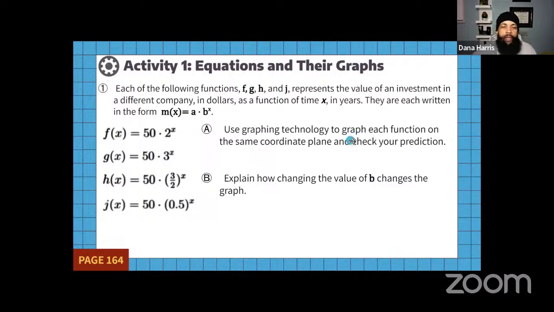So here we go. We have each of the following functions F, G, H, and J represent the value of an investment in a different company in dollars as a function of time, X in years. They are each written in the form M of X equals A times B to the X power. We're going to graph this in Desmos, and then explain how changing B changes the graph.